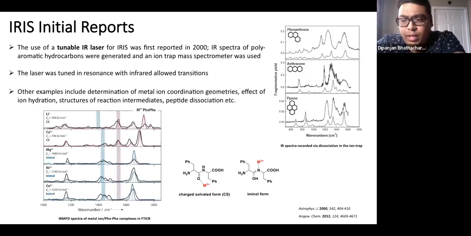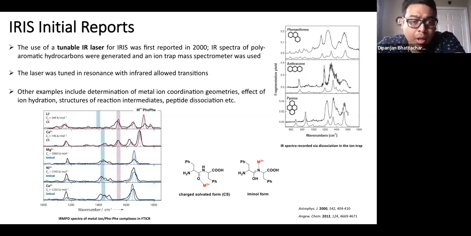Most of the reports that I found in the literature for this IRIS technique before its application in metabolomics were identifying metal ion coordination geometries, ion hydration effects, structure of intermediates, interaction of metals with peptides, or dissociation of peptides, and things like that.